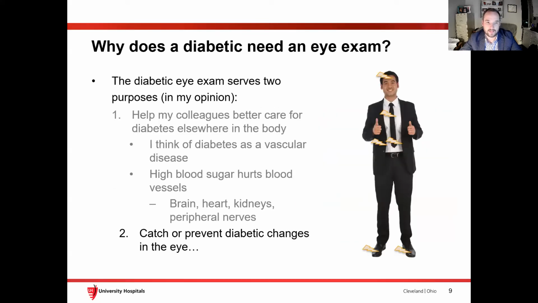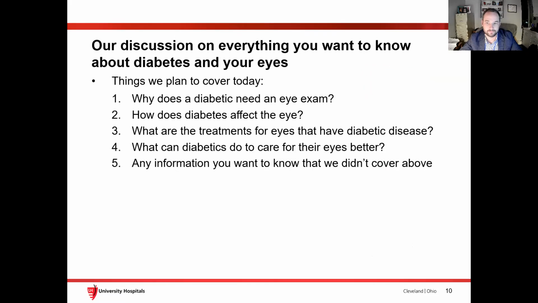So going back to my previous slide, the two main purposes of the diabetic eye exam: number one, help my colleagues. Number two, we're going to catch or maybe even prevent diabetic changes in the eye. So we're going to focus right here. We're going to take a good look at those eyes. So that kind of springboards me into the next topic.